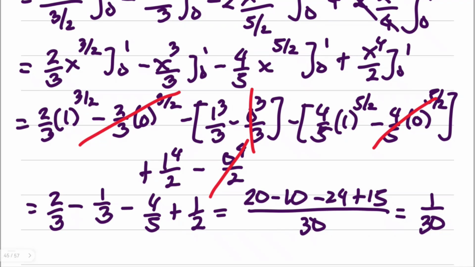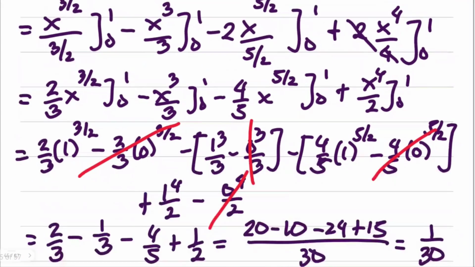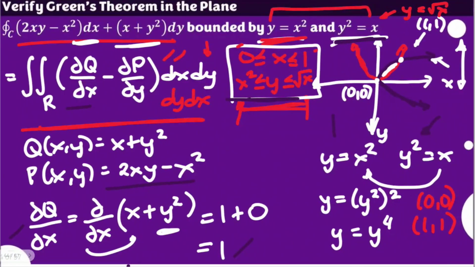So after all of these processes, a very long process, our answer here is 1/30. That's the answer to the integral of the region bounded by y equals x squared and y squared equals x, verified using Green's theorem in the plane. So the answer again is 1/30.